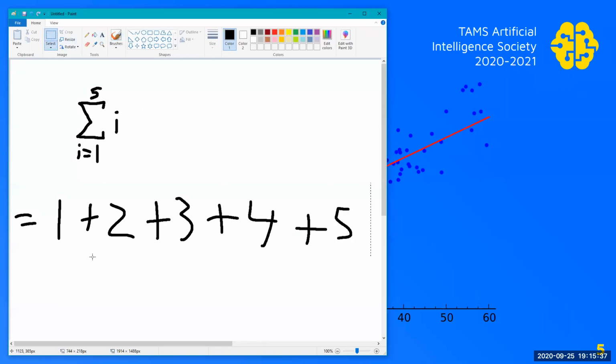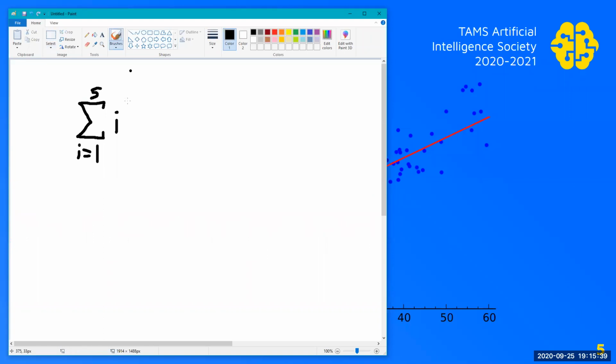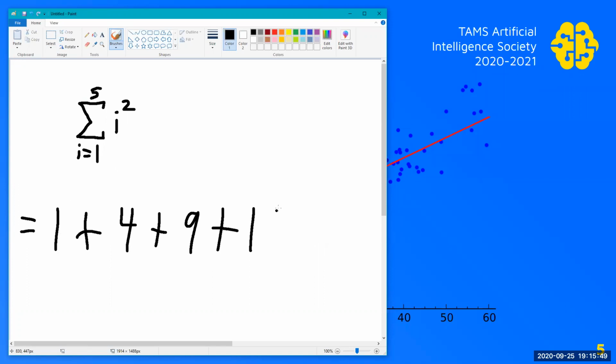And if you have, instead of just i as your expression, say you have something like i squared, right? This would be equivalent to saying 1 squared plus 2 squared plus 3 squared, etc., all the way until you reach the term on top here, right? So this just iterates through the i terms from the bottom to the top, 1 to 5, and adds up all the resultant expressions here.